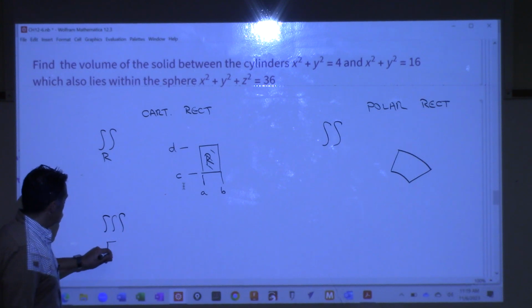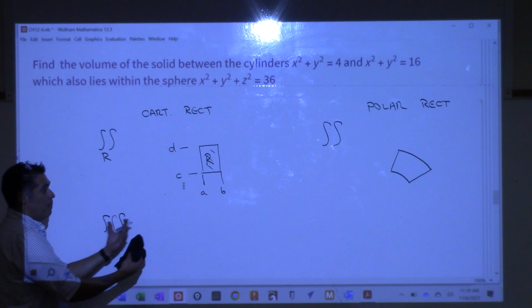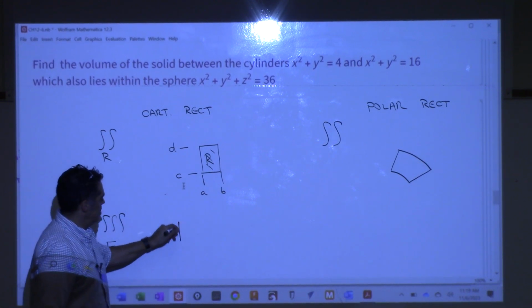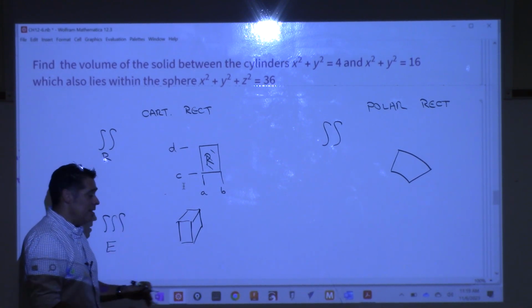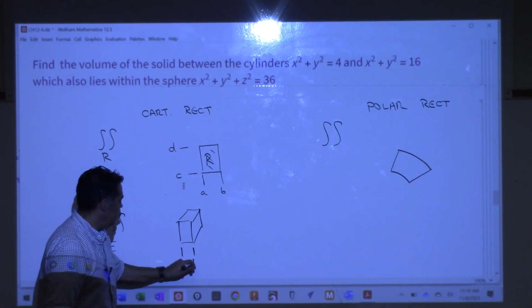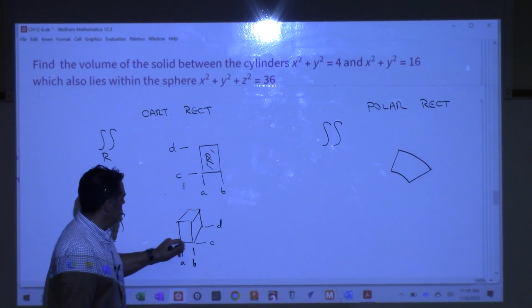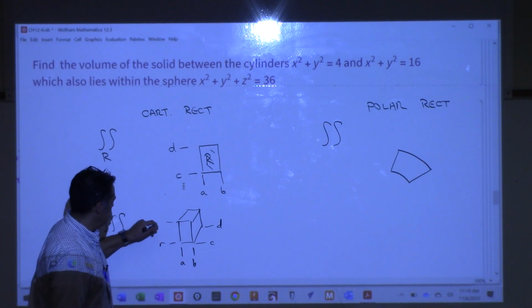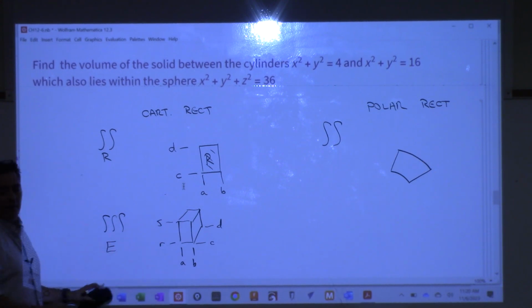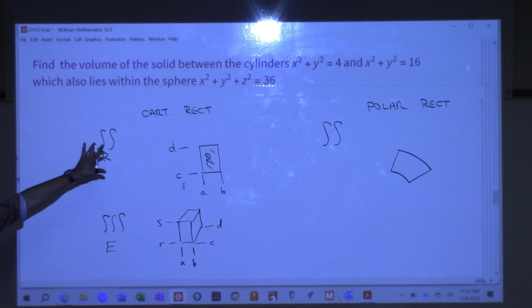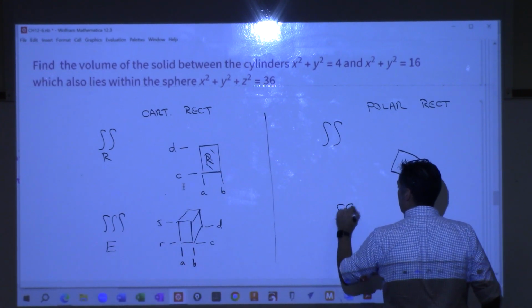And the solid E. What was the most basic Cartesian box we could have? Yeah, like a cube, although the dimensions don't all have to be the same. This is restrictions on a and b this way, here to here would be c and d, and then I think we used r and s for these. But your x's are between two constants, y's between two constants, z's between two constants. That's Cartesian.